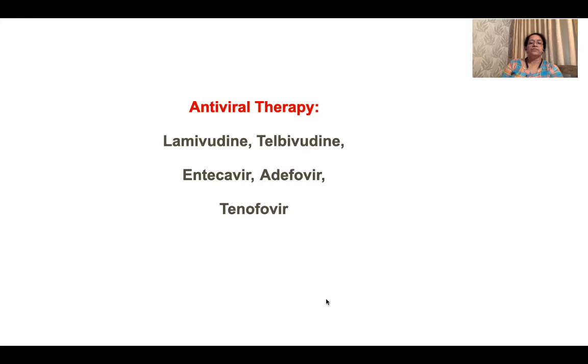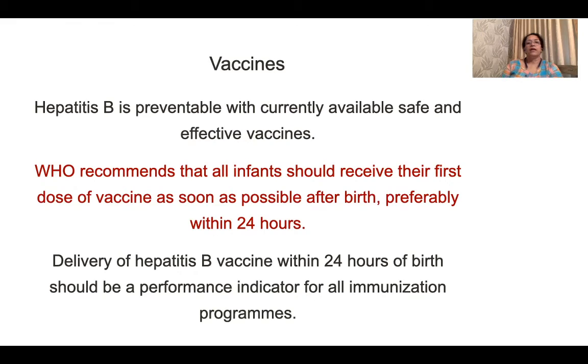Now, in the next part, we will see some antiviral agents used in the treatment of hepatitis B. In this, use of lamivudine, telbivudine, entecavir, adefovir and tenofovir. Besides this, vaccines play very important role, not exactly treatment of hepatitis, but for the prophylactic purpose. Hepatitis B is preventable with currently available safe and effective vaccines.